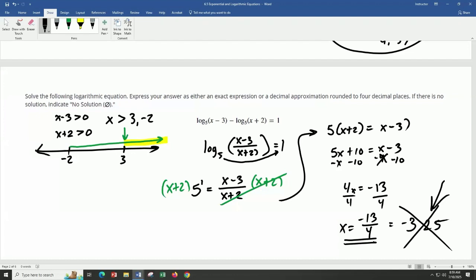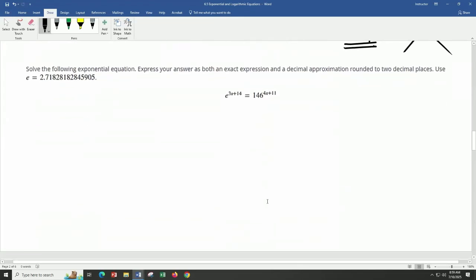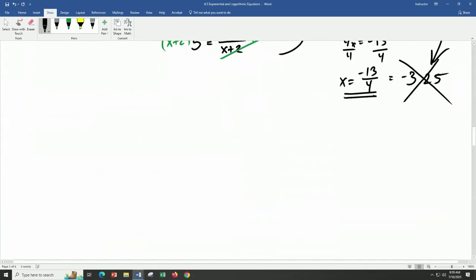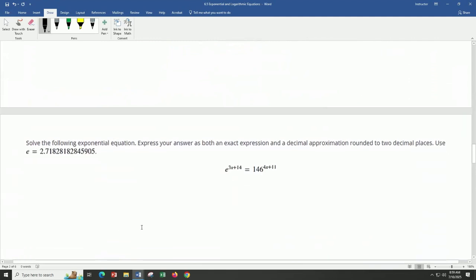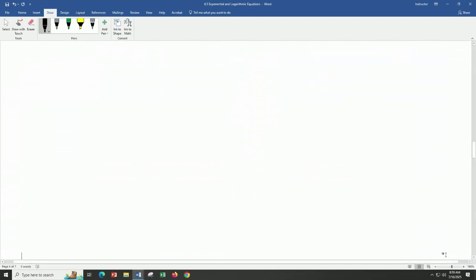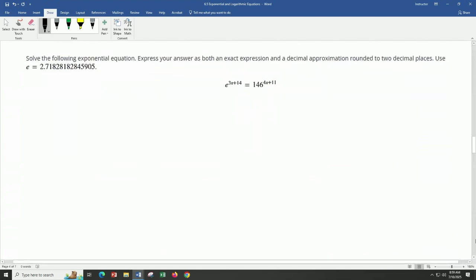Let's do probably the messier one. I found there's a few messy ones, but I found one of the messier problems that you're going to be doing. It is this one right here. I'm going to give myself a little more room. I write a lot bigger on this screen than I do at home on my screen. So notice once again, we have to solve this guy right here. Give an exact and give a decimal.